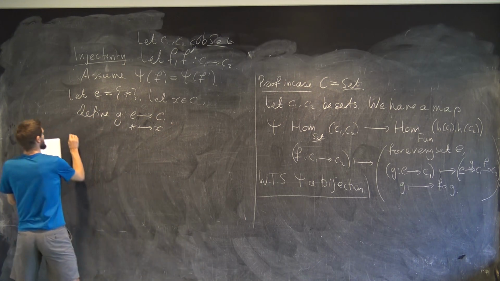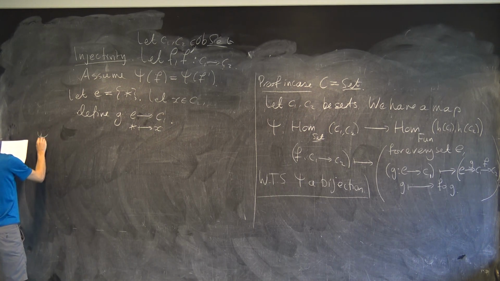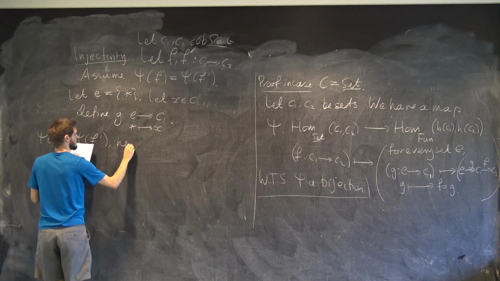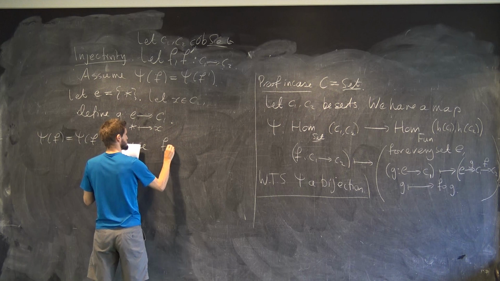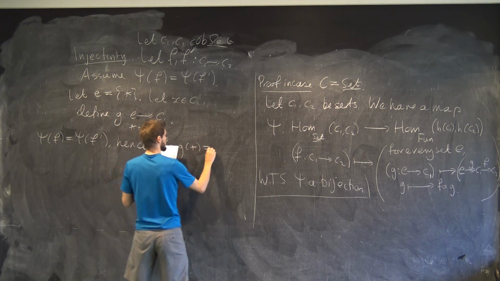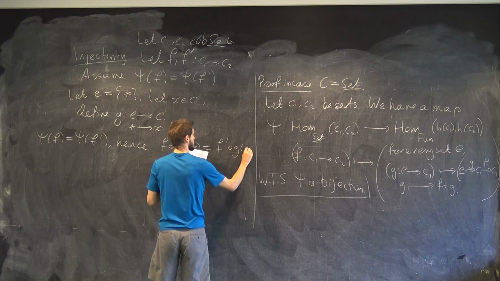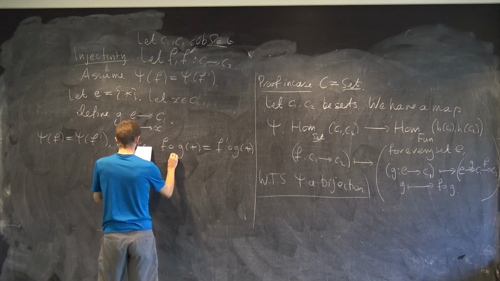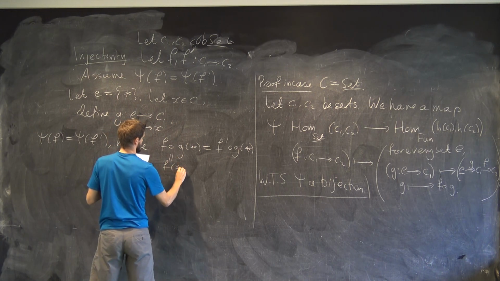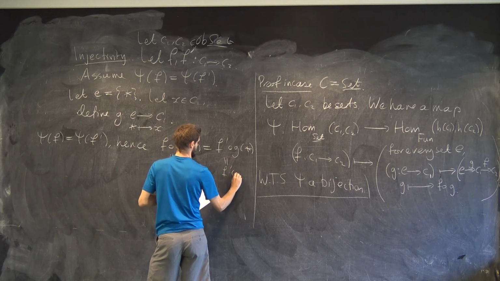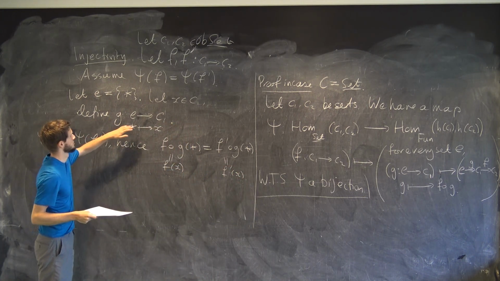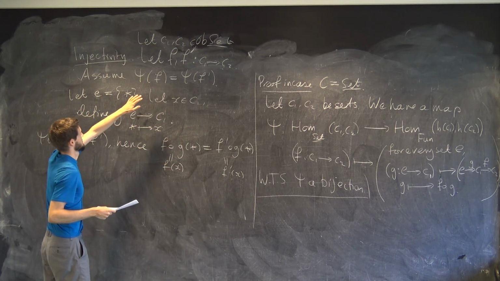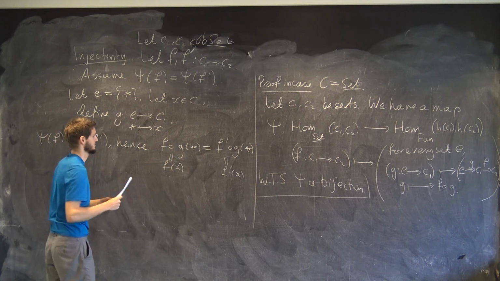Okay, so now we know that psi of F equals psi of F prime. Hence, what we find is that F composed with G of star is equal to F prime composed with G of star. Again, I'm just unraveling the definition on the right-hand side here. But this is just F of X, and this is just F prime of X. So what we showed is that for every X in C1, F of X is equal to F prime of X. Now, F and F prime are just maps to a set, so that is enough to tell us that F is equal to F prime.